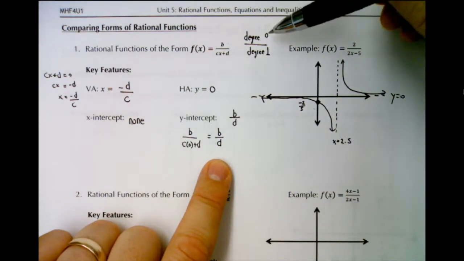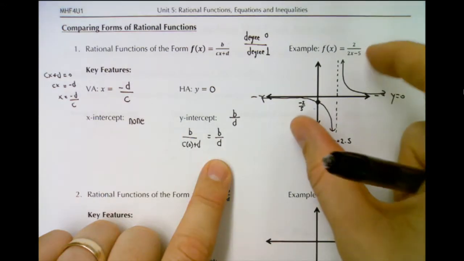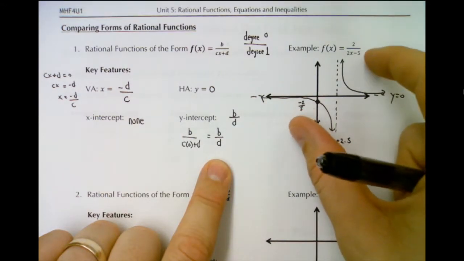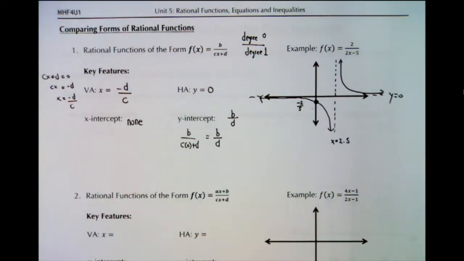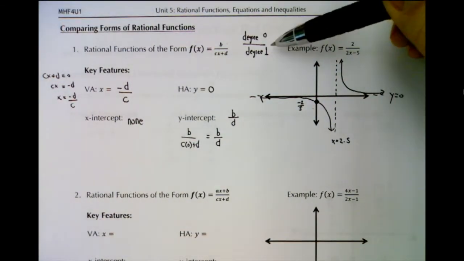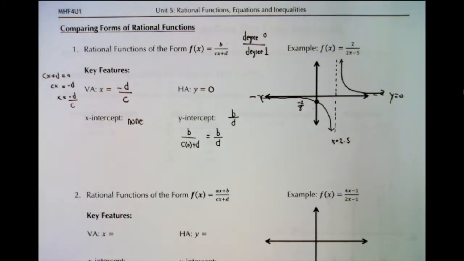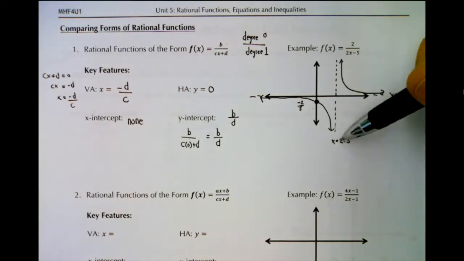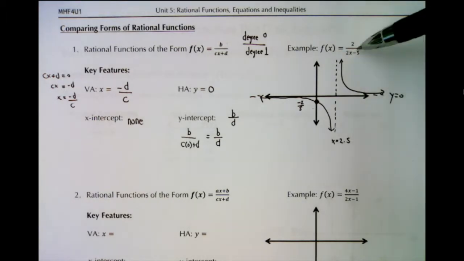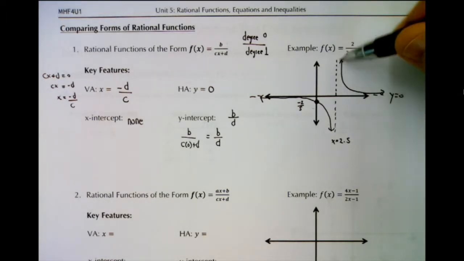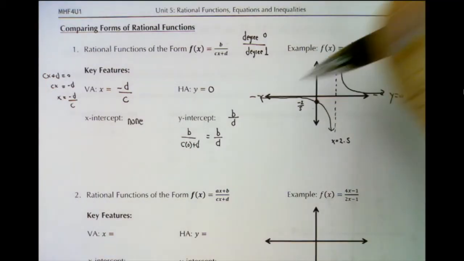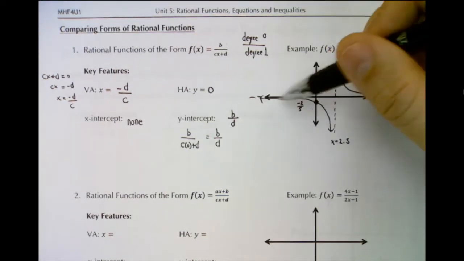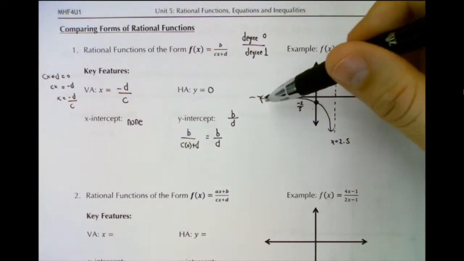For rationals of this form, degree 0 over degree 1, your rational is always going to appear in opposite corners of the graph. So it'll either be bottom left, top right, or top left, bottom right. And that'll always hold true when it's degree 0 over degree 1. If you wanted to check, you could plug in numbers to the left and to the right of 2.5 into your equation and look for the behavior around the vertical asymptote. You could plug in large values of x and look for behaviors around the horizontal asymptote, and large negative values of x and look for the behavior over here.